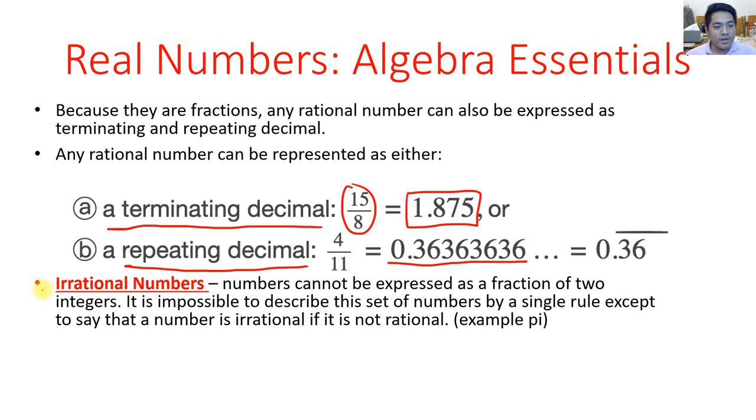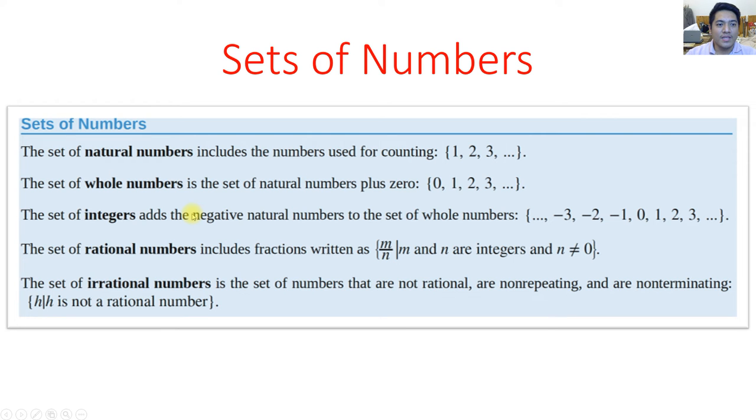How about the irrational numbers? These are numbers that cannot be expressed as a fraction of two integers. It is impossible to describe this set of numbers by a single rule, except to say that a number is irrational if it is not rational. An example is pi, with a value of 3.1416 for the first digits, and it is non-repeating and non-terminating, so we call it an irrational number. So the sets of numbers are this, just as a summary.